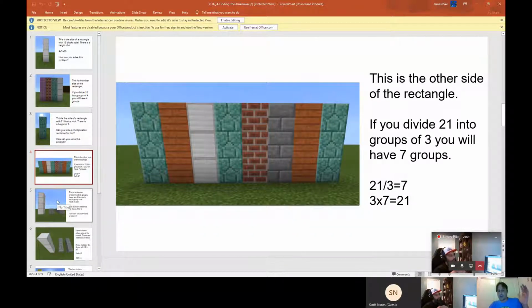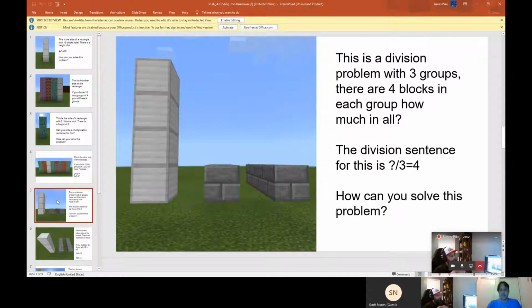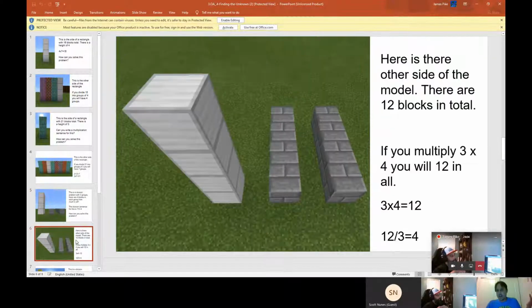But then I had these models to really focus in on division. So each group is going to have 4, and there are 3 groups. Do you see how there are 3 groups? And what's that going to look like? Then you have 3 sticks with 4 blocks each in it, and that's why this is a different color. It shows off the answer, the 4 iron blocks. 12 divided by 3 equals 4.